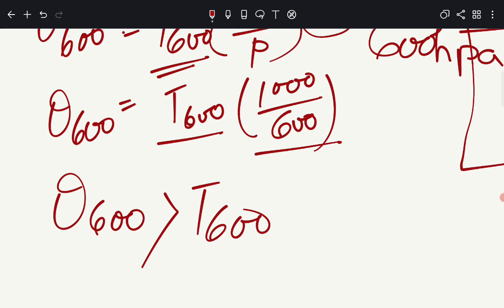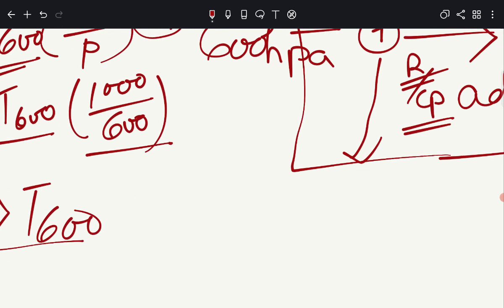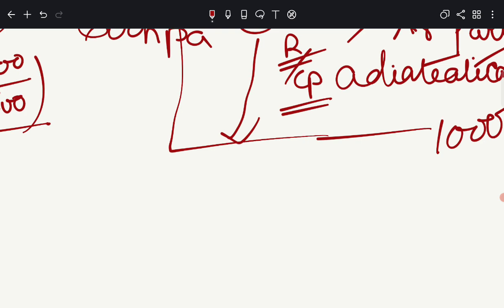Okay, so this is one point, that its potential temperature will always be higher than its actual temperature. So how will it happen? Overall in the atmosphere, as we go up and up and up, it will not look like this. It will look like this.